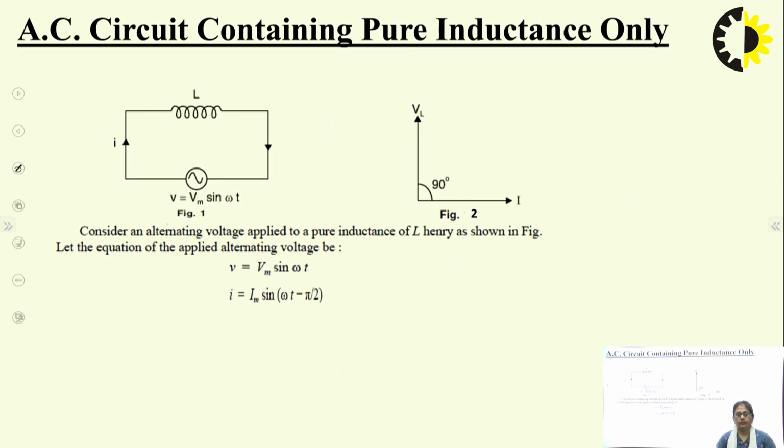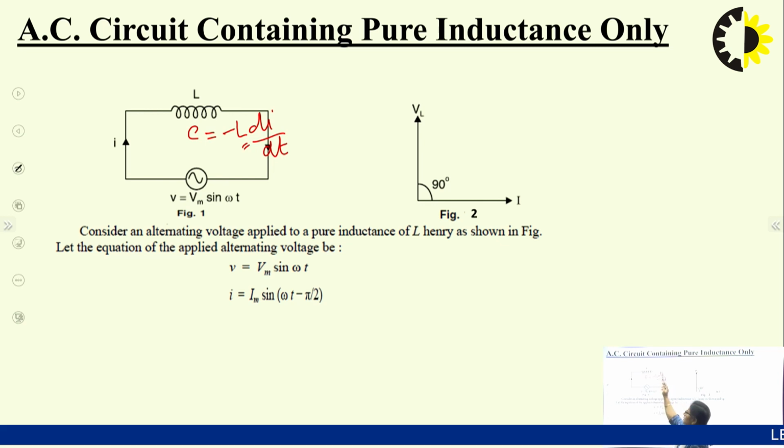Similarly, now it is a purely inductive circuit. How will the current behave if this sinusoidal supply is given to this inductor? In case of an inductor, we know it opposes the sudden change in the current, right? So obviously, when this alternating supply is given to the inductor, there will be an induced EMF in it. This induced EMF is equal to minus L di by dt, where L is the inductance and di by dt is the rate of change of current.